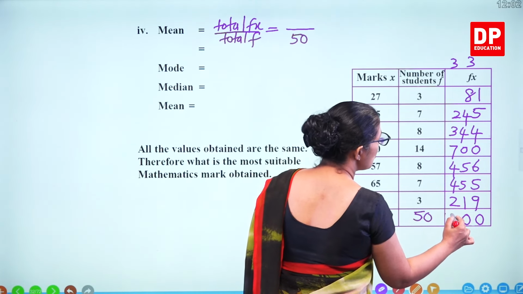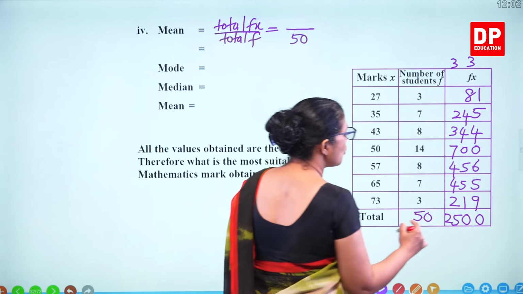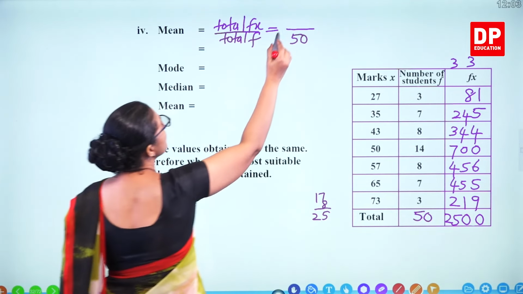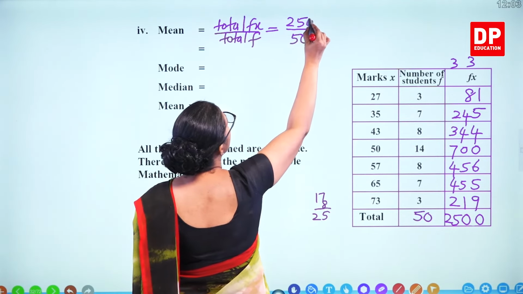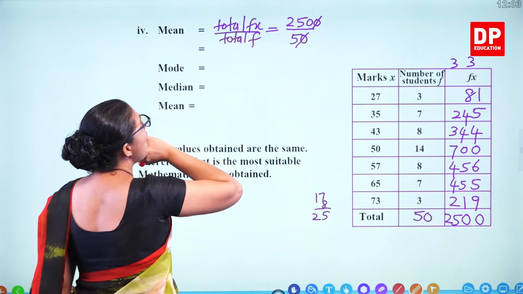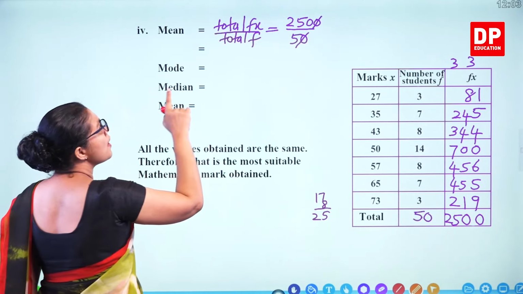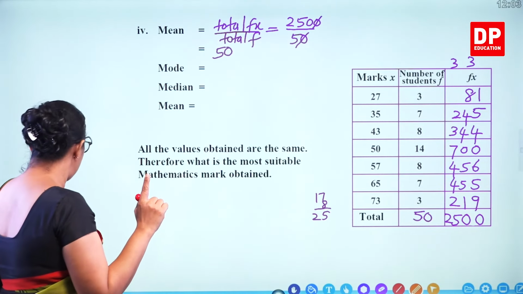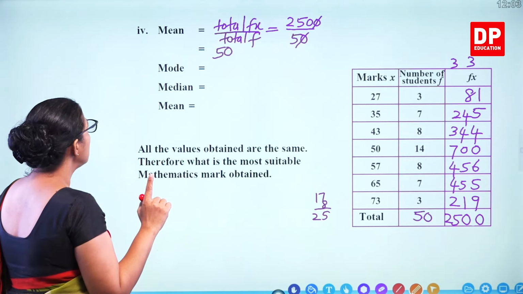So you get 25. So 2,500 divided by 50. 0 get cancelled out. You get 250 divided by 5. That's 50. So what are the measurements we got?